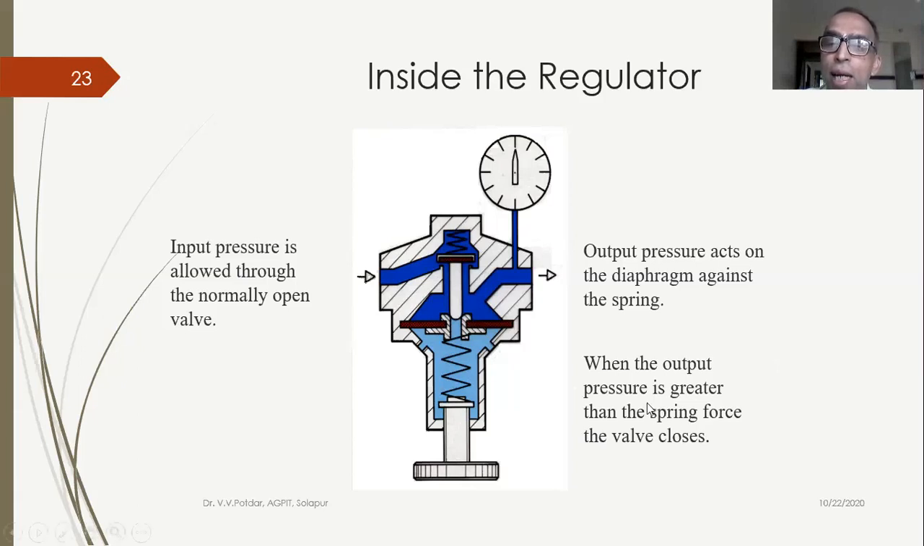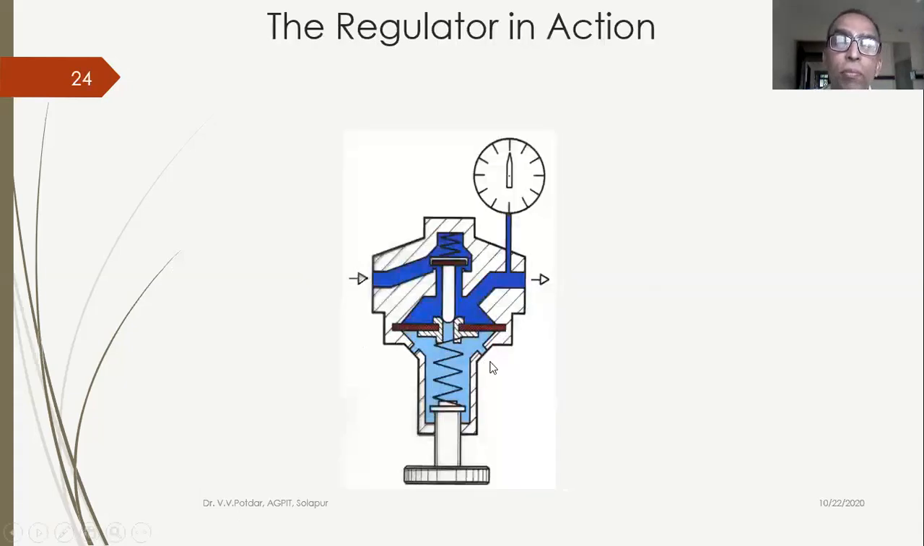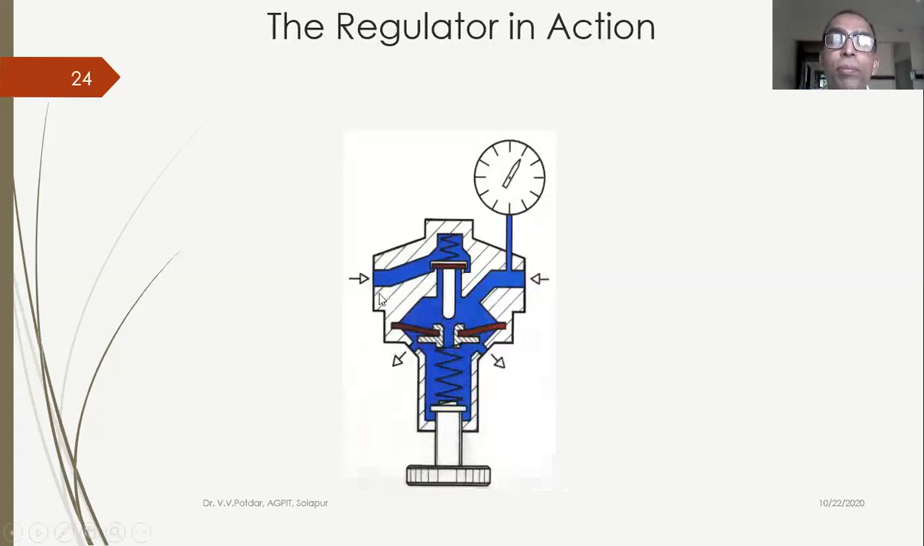When the output pressure is greater than the spring force, the valve closes. Output pressure acts on the diaphragm. When the output pressure is greater than the spring force, the valve closes. The regulator in action, you can see. See, it has moved down now. So it is exhausted. When the output pressure is more, what will happen? Through this port, it will be exhausted.